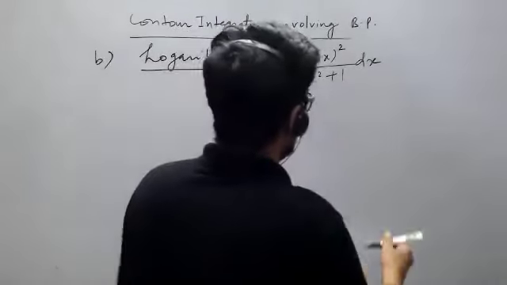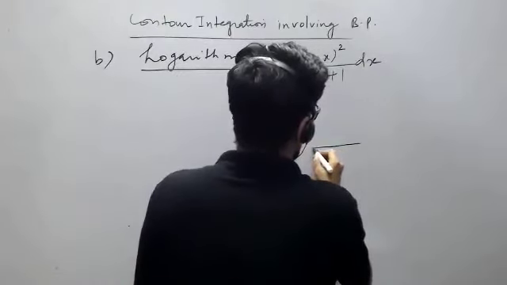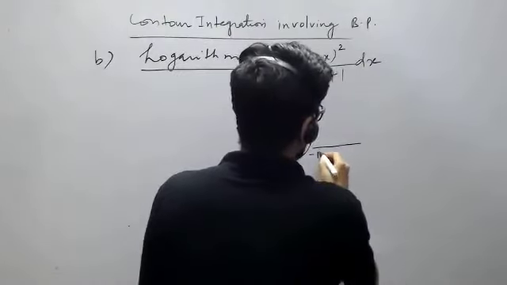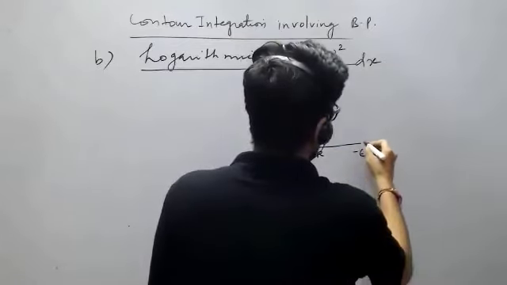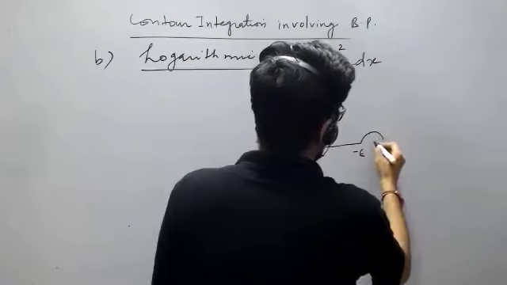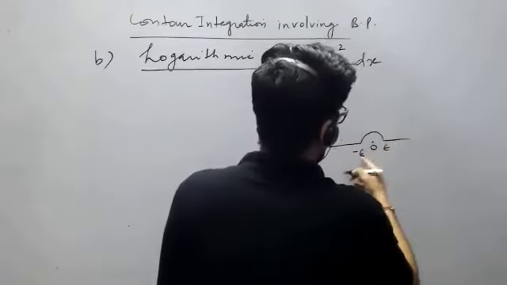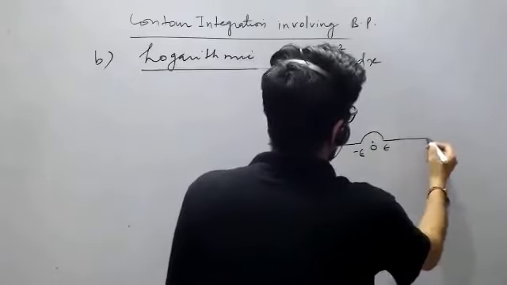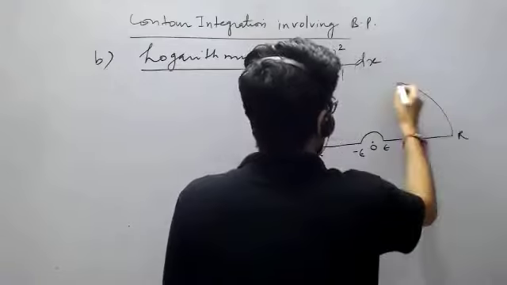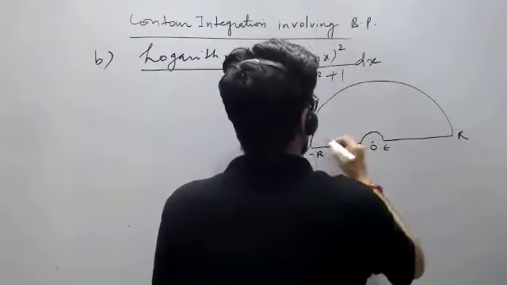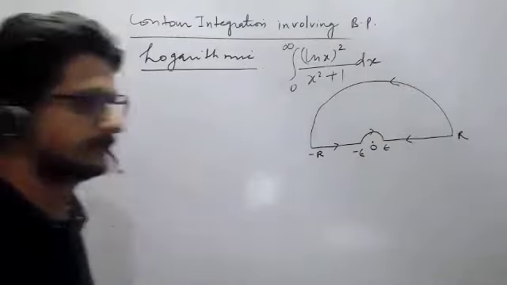Okay, so let me take this. I will be using the same semi contour. Please see this, from minus r to minus epsilon, and then 0, then epsilon is the radius of a smaller circle, and the same semi contour like this. Please see this.